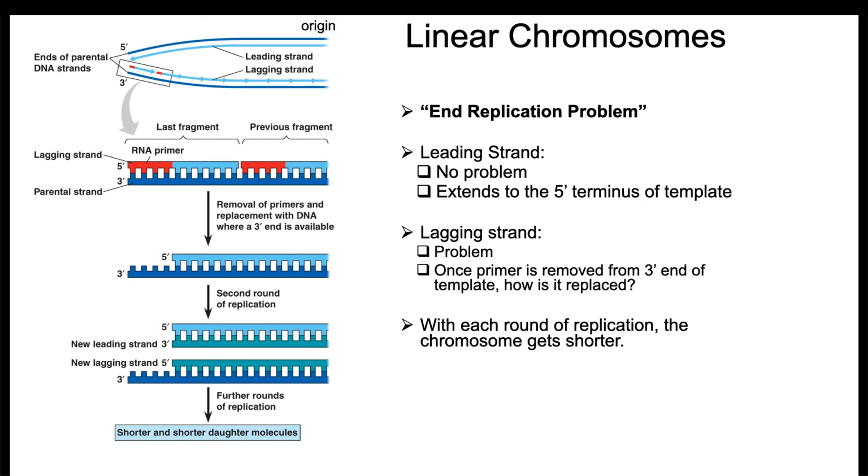Every time DNA replication occurs, the chromosome is going to shorten by about the size of a primer from both ends. There's no way around that. Okay, we're going to look at a workaround, but it doesn't actually stop this from happening. So what is that workaround?